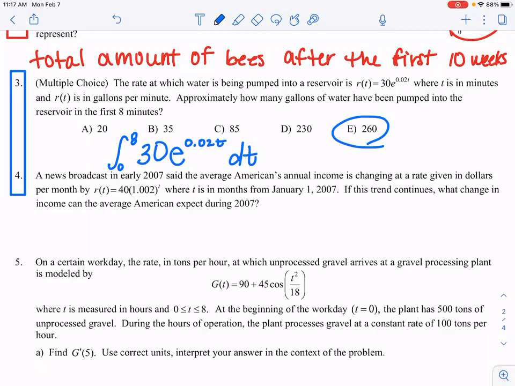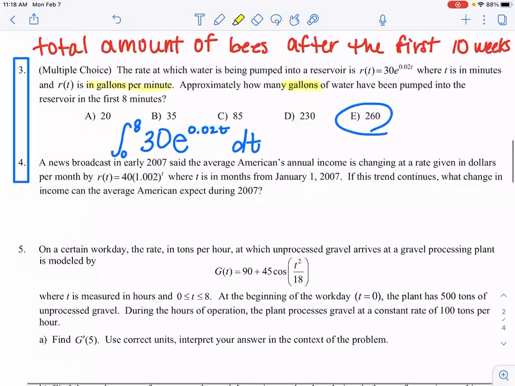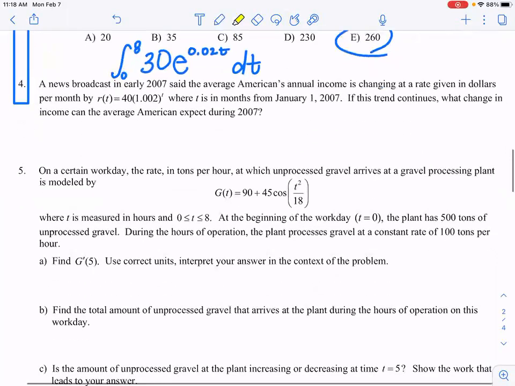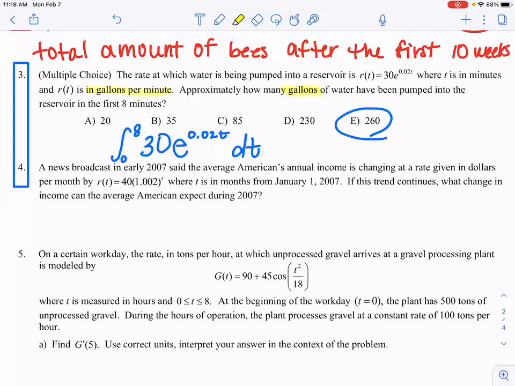Okay, if you are given a rate, gallons per minute, and we need to get to gallons, antiderivative is what we need to do. Add up that area under the curve. Are you guys okay with that concept of taking the integral to get to gallons? Or is that not clicking? Do you need a picture visual? Yes, you do? Okay.